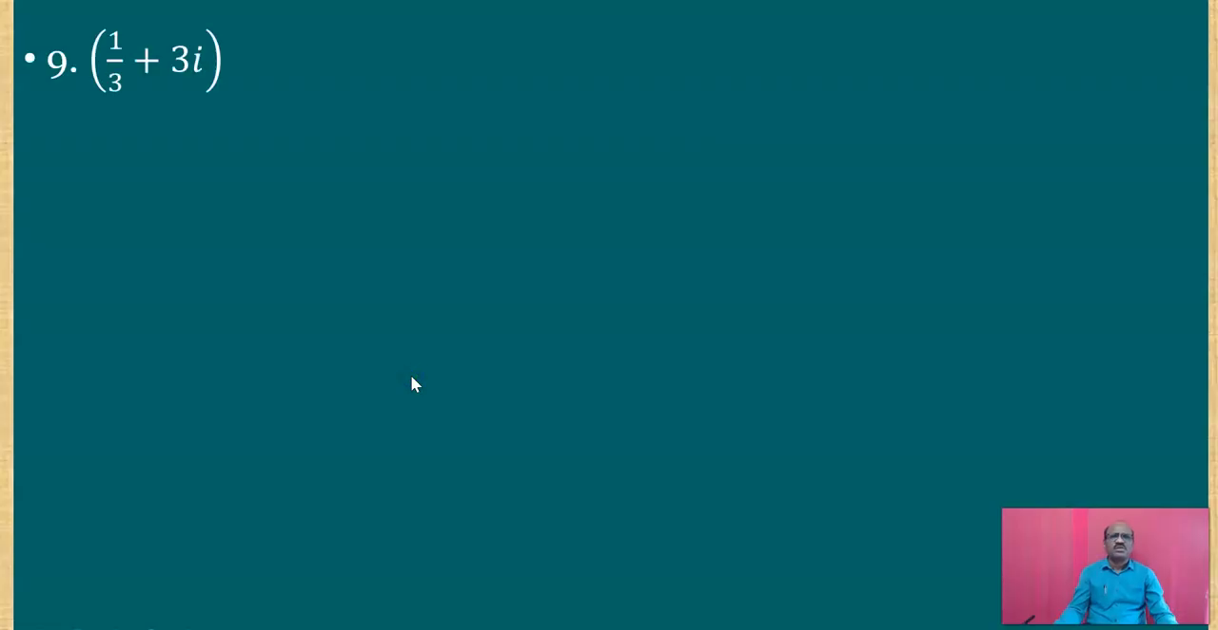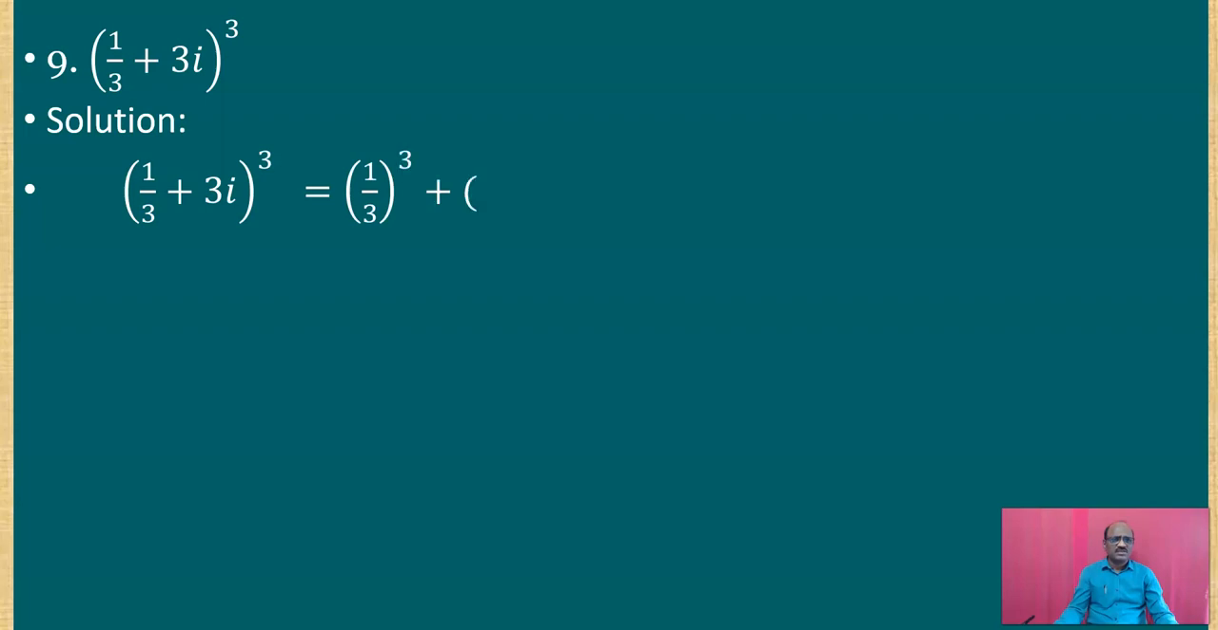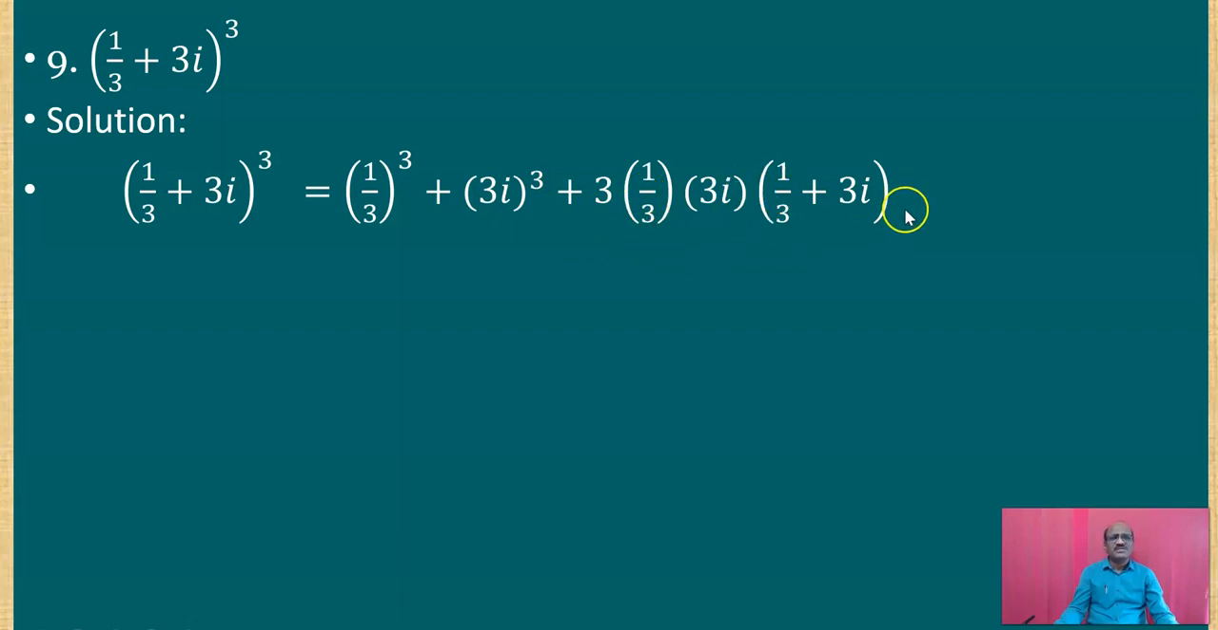Next example: (1/3 + 3i)³. Therefore, the solution: (1/3 + 3i)³. (a + b)³ means what? a³ + b³ + 3ab(a + b). You can expand like this also. By using this formula: (a + b)³ is equal to a³ + b³ + 3ab(a + b). This is also a formula.